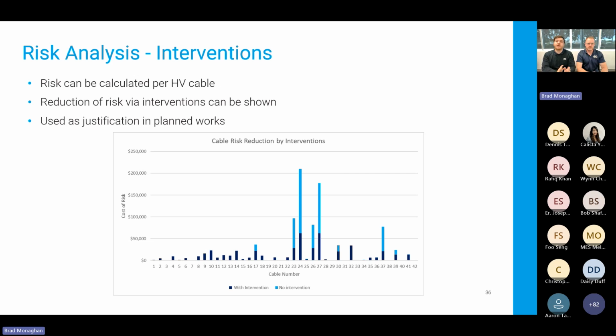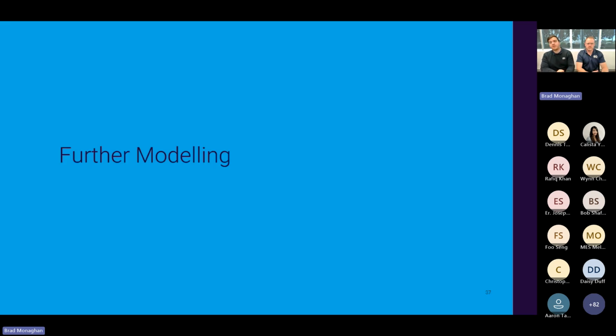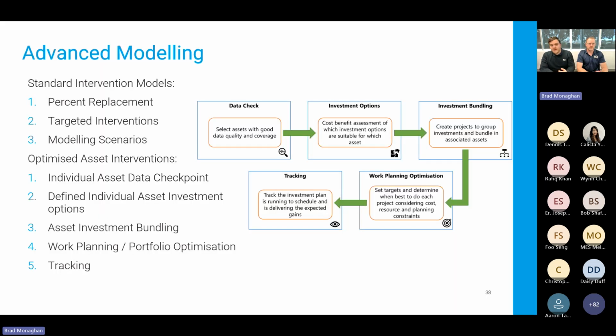And this is where we stopped for this particular client. We went through, we ran all different scenarios, and they used that in their long-term planning. But you don't actually have to stop here. You can be quite intelligent about it if you want to. Where the most fun, in my opinion, comes into it is with your more advanced intervention models.